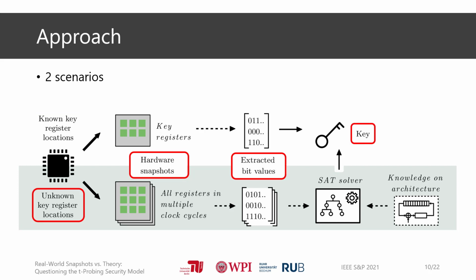In the second scenario, we don't know in which registers of the design the key shares reside, and therefore we capture snapshots from all registers of the design from different clock cycles, extract the bit values, and then use a SAT solver to find the key register locations and therefore also the key.